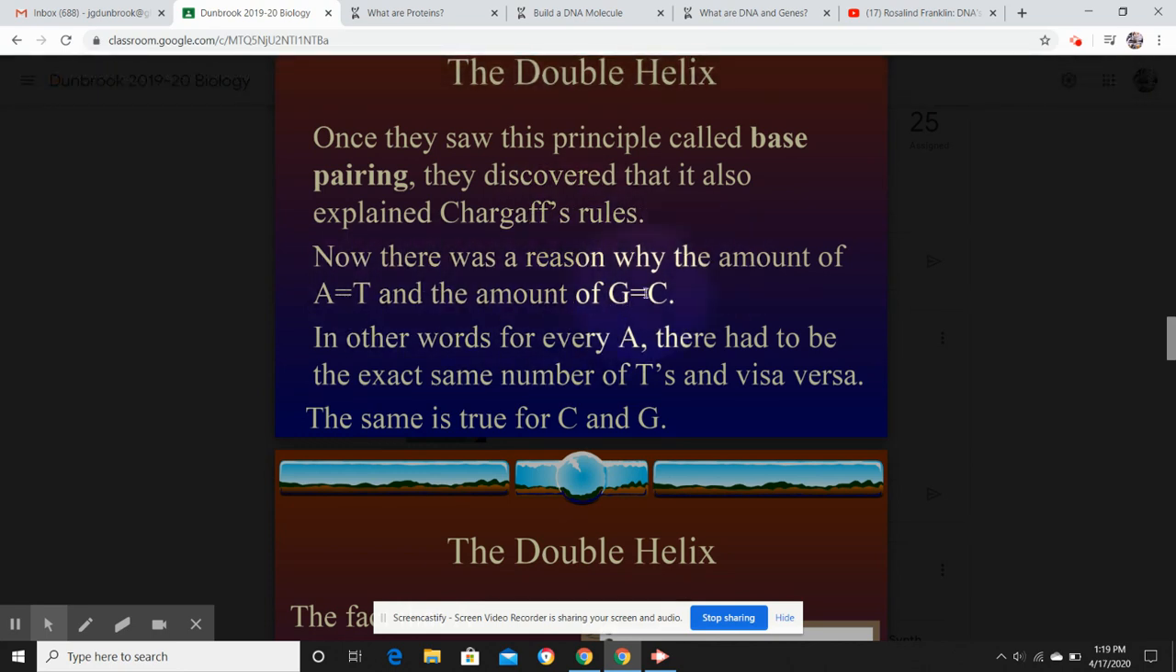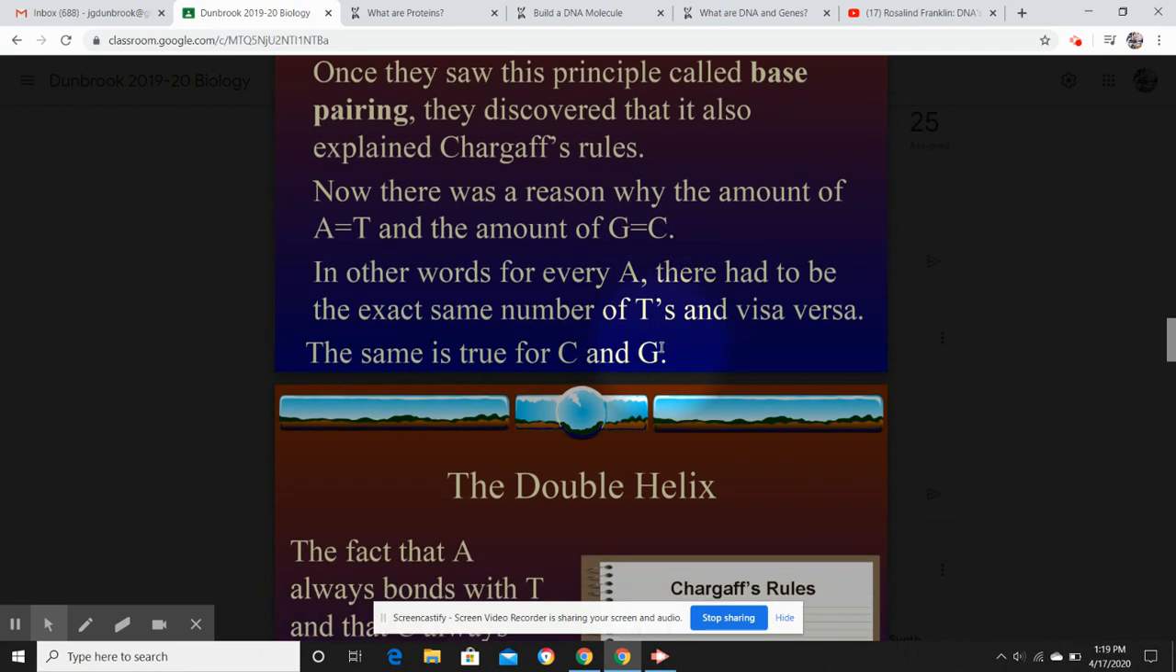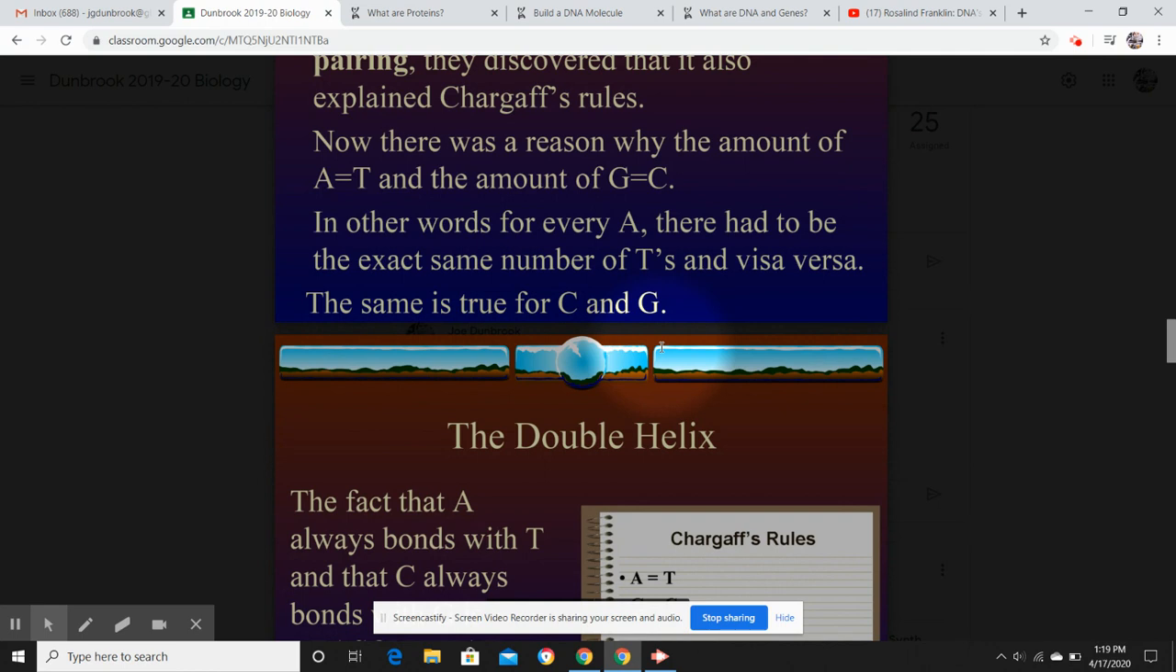All right. So now there was a reason why A always went with T, and C always was bonded to G. In other words, for every A, there had to be the exact same number of T's. Apples grow on trees, and the same is true for C and G, cows eat grass. For the amount of peanut butter, there's always the same amount of jelly.